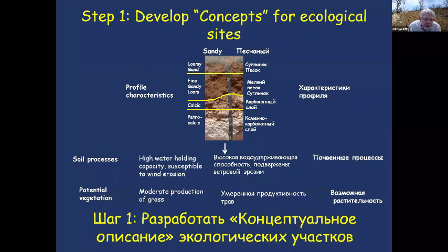Sandy soils, we saw those down in southern Kazakhstan. They have high water infiltration rate because of the sand, but they are very susceptible to wind erosion. The sand does not hold as much water near the surface because it penetrates through to the deeper horizons. So they have moderate production of grasses.